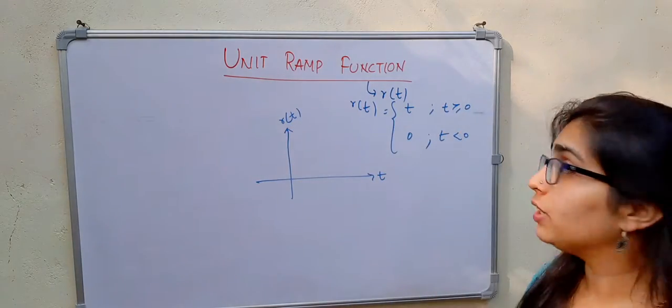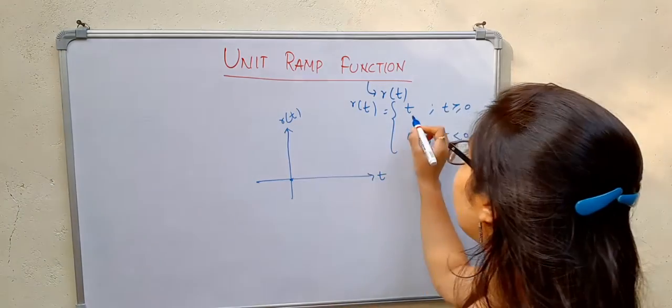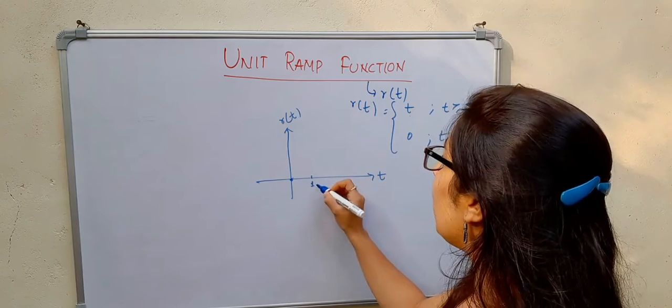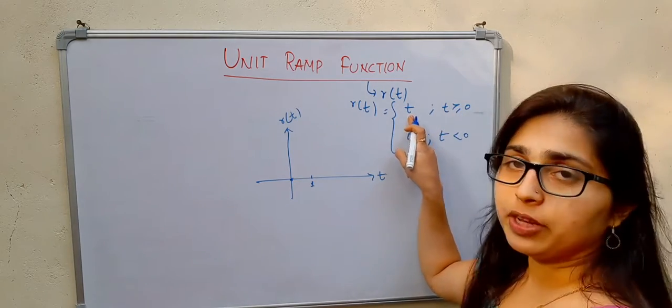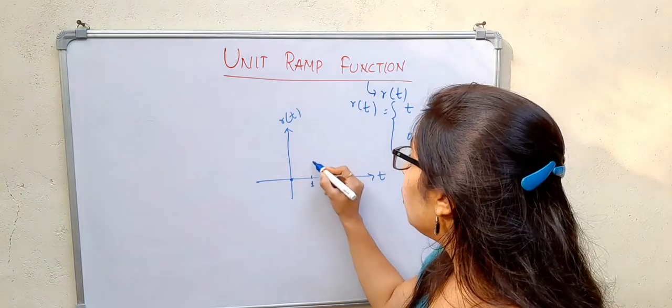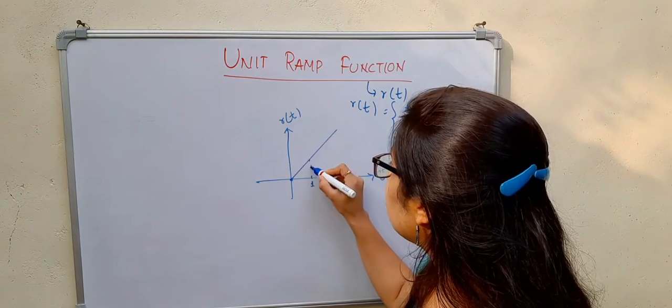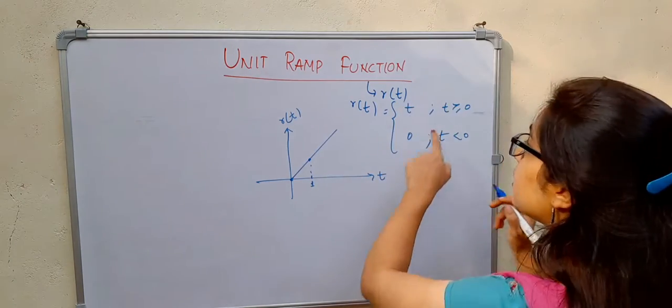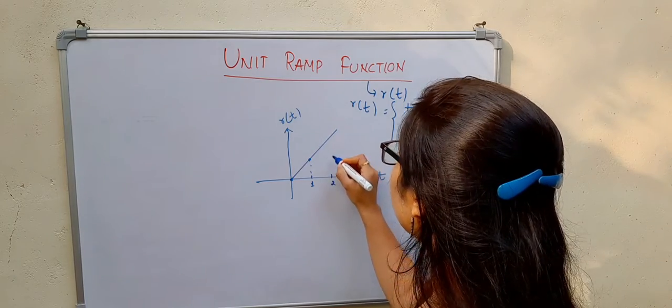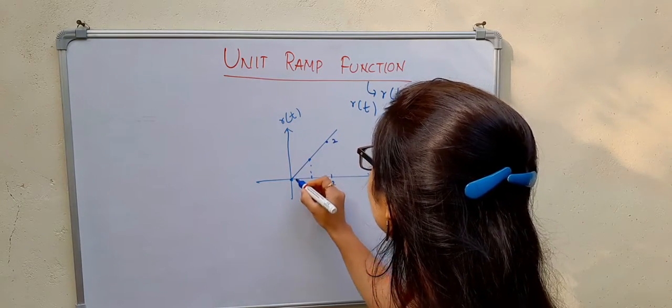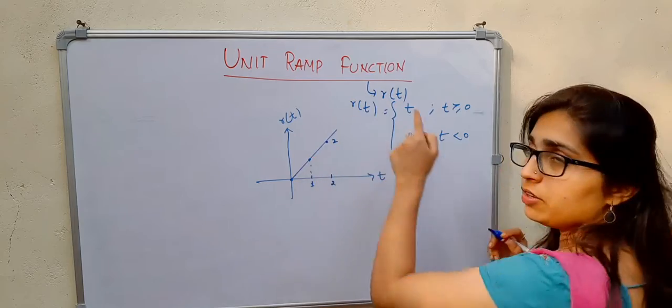At 0 it will be equal to 0. At 1 what happens? At 1 it will be equal to t, that means it will be equal to 1. So this will be your 1. Next, at t equal to 2, it will be 2, okay? So this will be our R of t function.